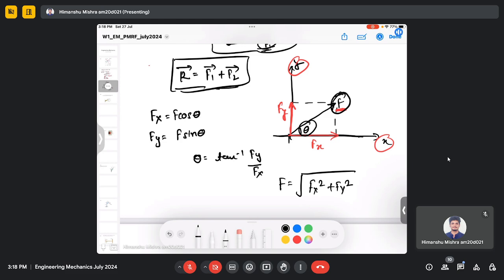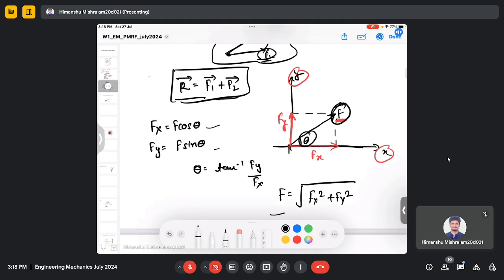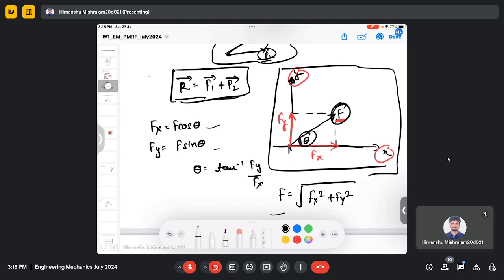Just to be sure, these expressions are valid only for the Cartesian coordinate we are talking about. Okay. So in a given two-dimensional Cartesian coordinate, we can define the component of force at every coordinate here along the x and y.